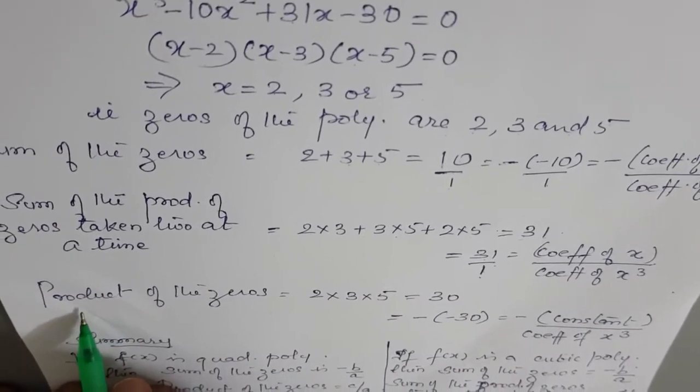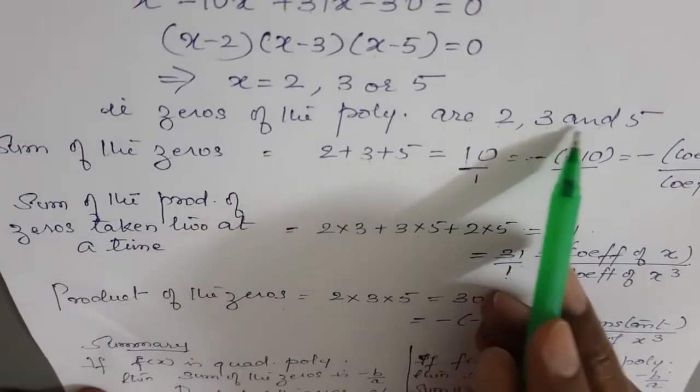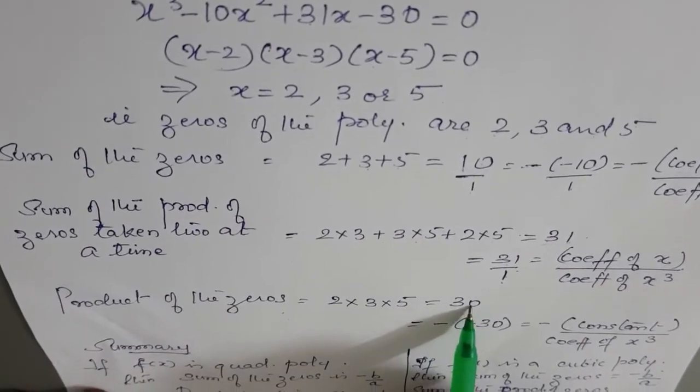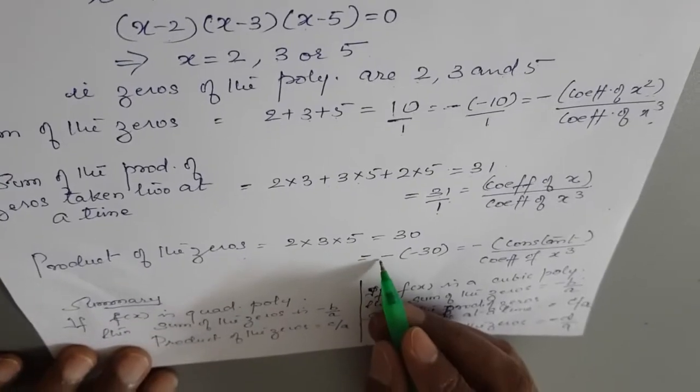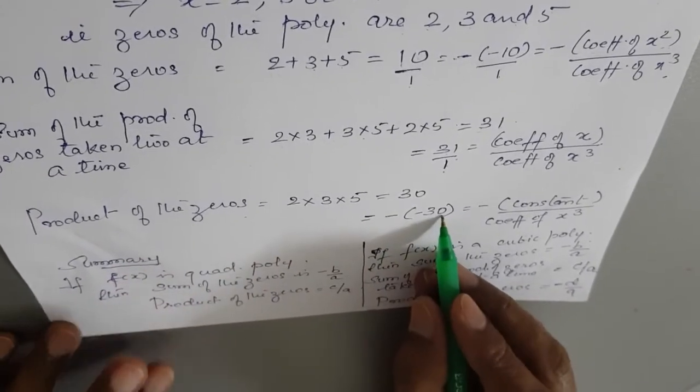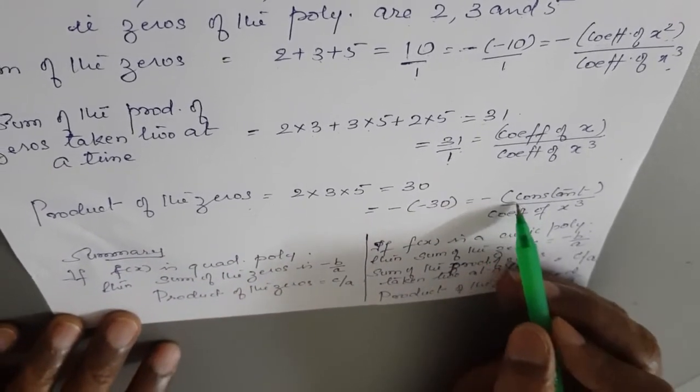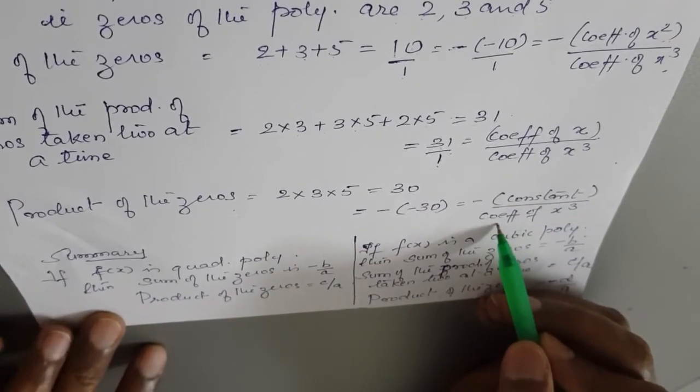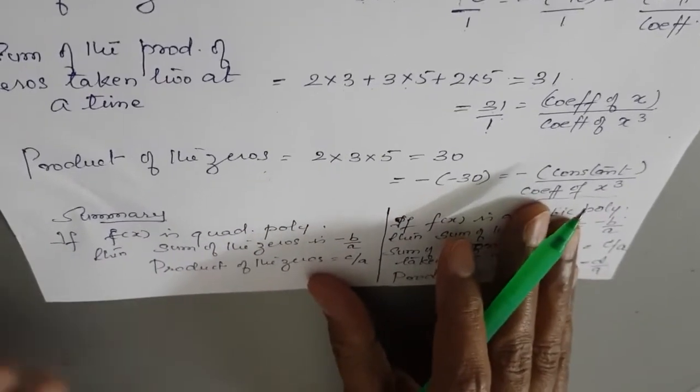And next is the product of the zeros. Multiply all these zeros, so you will get 30, and again here the constant is minus 30. You will rearrange it as minus of minus 30, and that is equal to minus constant upon coefficient of x cube. So how will you summarize it?